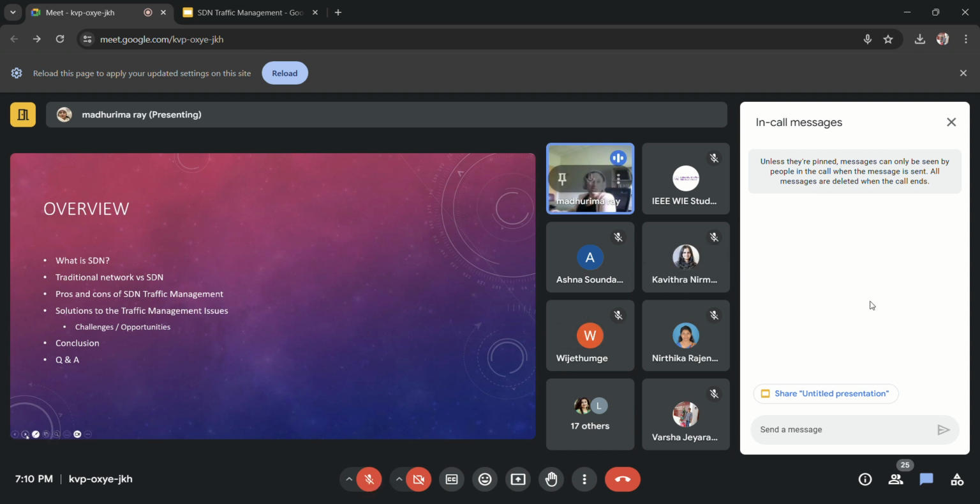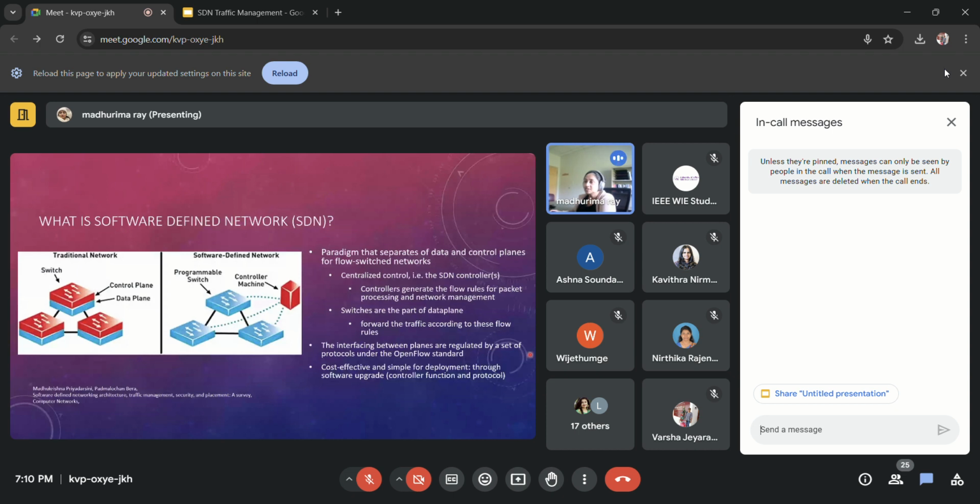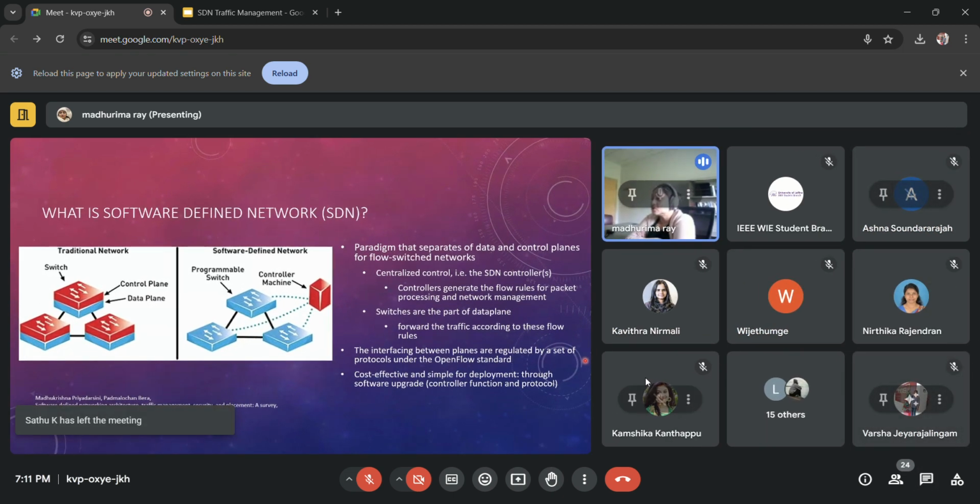Okay, so what is an SDN? This picture is taken from the paper called Software Defined Networking Architecture, Traffic Management, Security Placement, a survey. You see the structure of a traditional network where each switch or networking device is responsible for two things. One, control. Next, data. We call it control and forwarding. So what is control? When a packet reaches a network switch, the network switch has to decide two things. First, which direction the packet has to be forwarded, and then physically forwarding the packet in that direction.